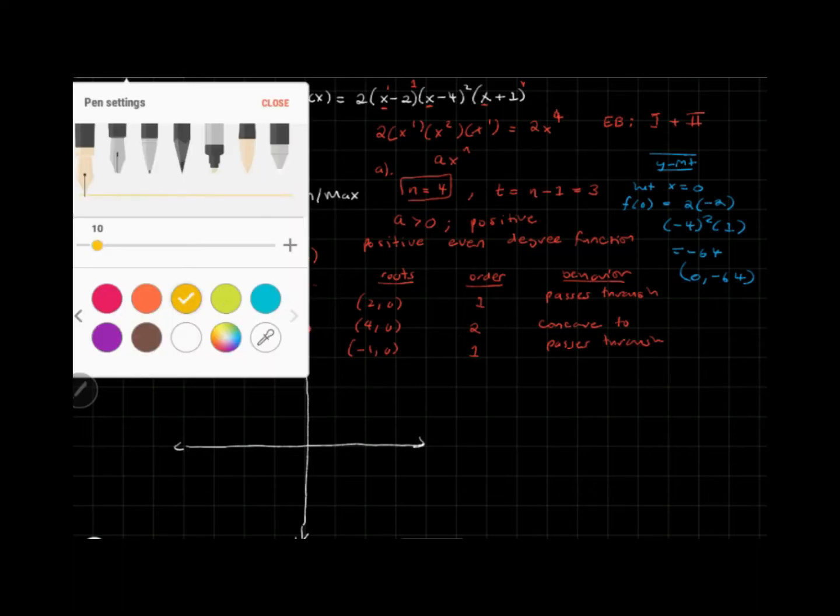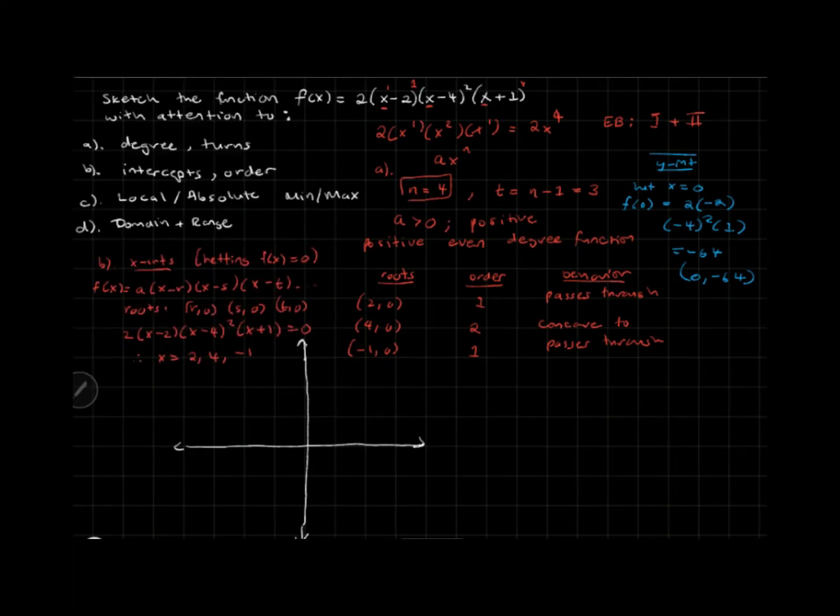Okay, so let's plot our intercepts first. Let's say that this is 2 and 4, and this is negative 1. So this is (2, 0). This is (4, 0). This is (negative 1, 0). And we also have a y-intercept. Let's say this is (0, negative 64).